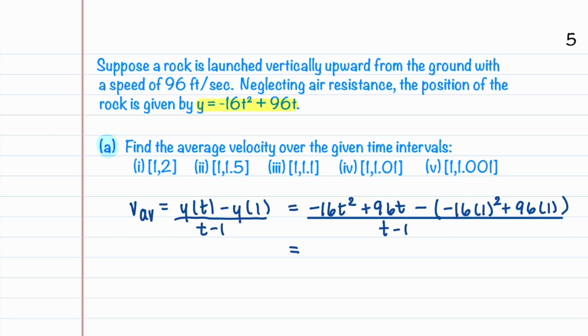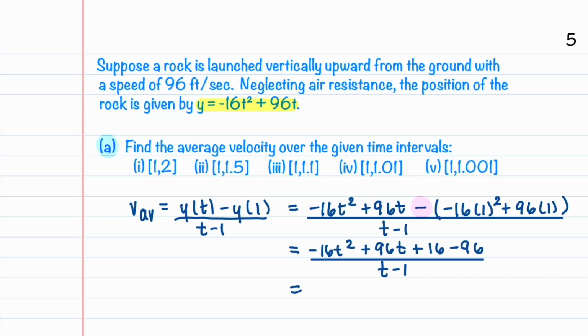Now let's go ahead and simplify. This is minus 16t squared plus 96t. We have a minus a negative, so that's a plus 16, and then we have a minus 96. I want to point out this negative right here. The biggest mistake I see students make is to not carry that minus over to both terms. And all of this is divided by t minus 1.